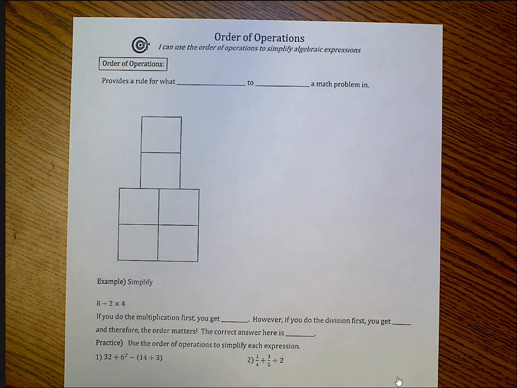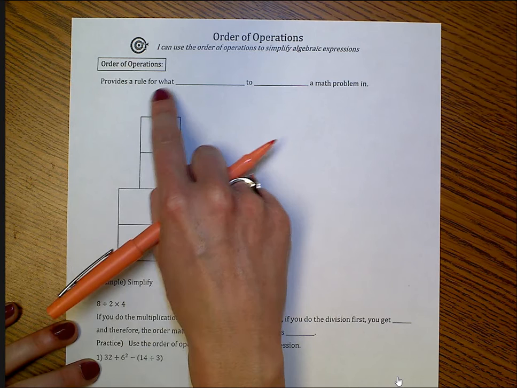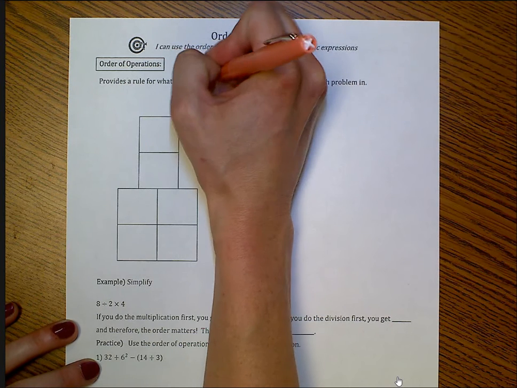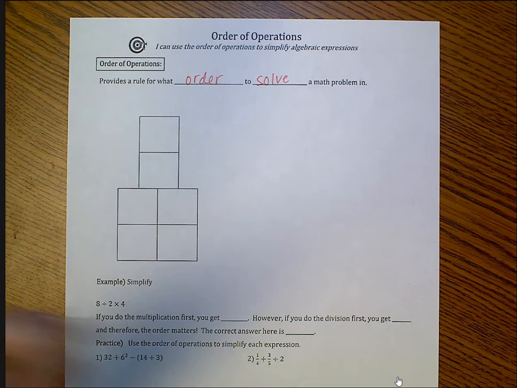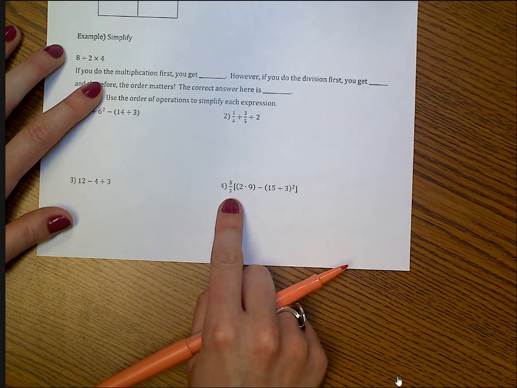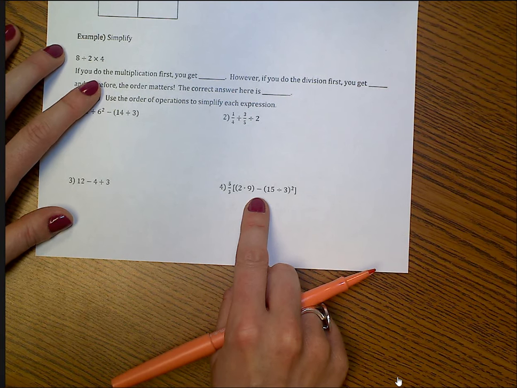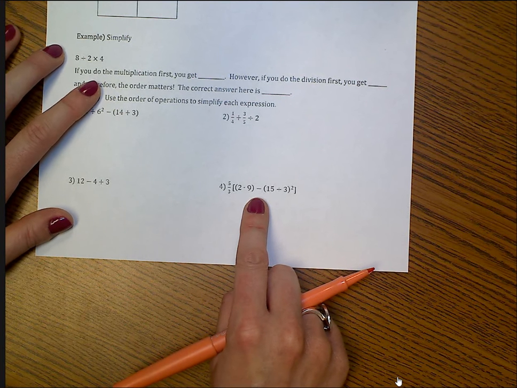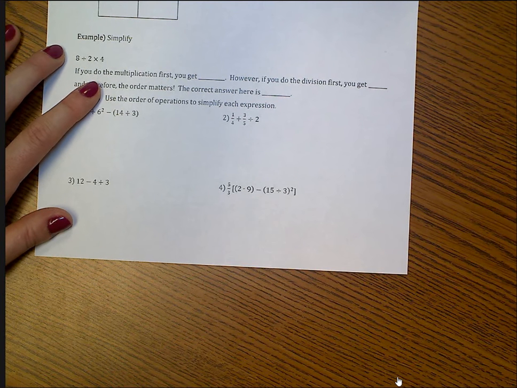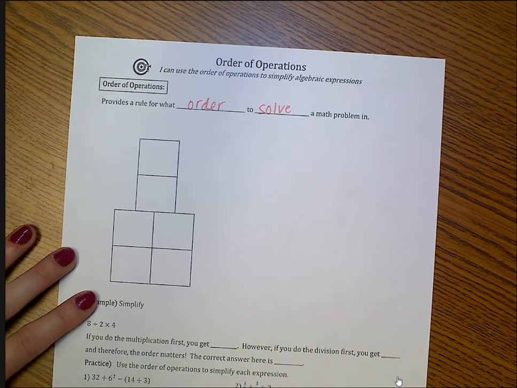So the order of operations is totally crucial in math, and what it does is it provides us with a rule for what order to solve a math problem in. If I gave you number 4 down here, and I said, solve this, figure this out, what does this equal? Well, if we did not have the order of operations, it'd be a free-for-all, and we'd probably come up with like 12 different answers. There'd just be no set steps to follow to work something like this out. So order of operations, we need it.